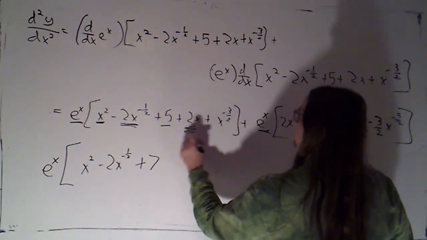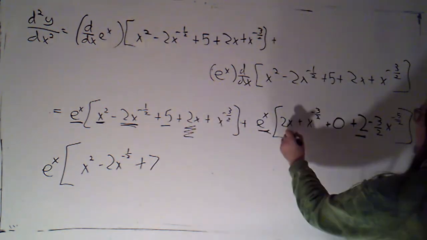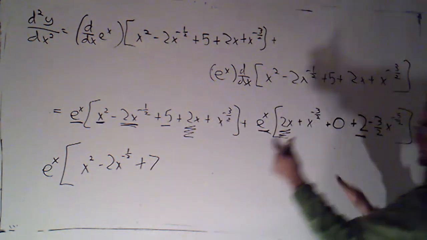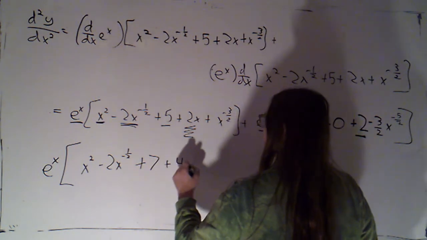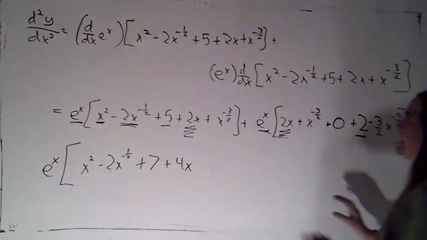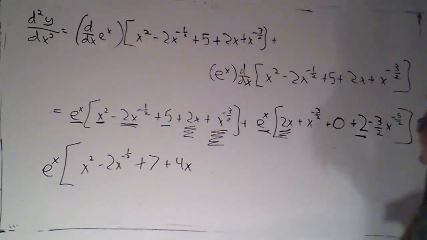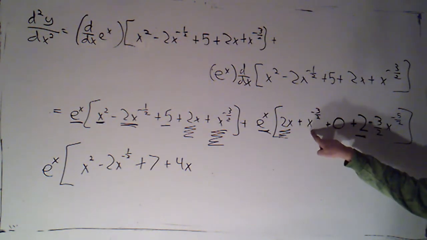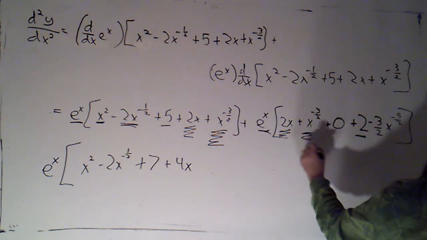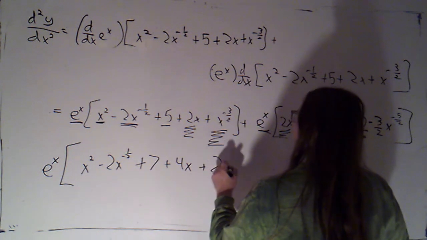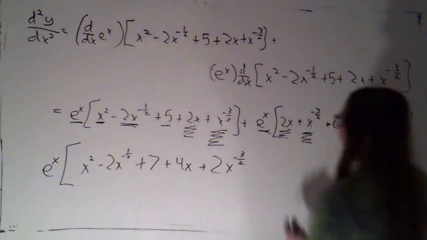This piece, we said, was 2x. And I've got some other xs over here. So that's going to be 2x plus 2x. That's a total of 4x. This piece, we've got some x to the negative 3/2. Well, I've got another x to the negative 3/2 over here. So that's going to give me two copies of x to the negative 3/2.